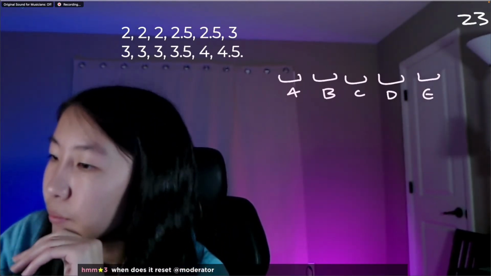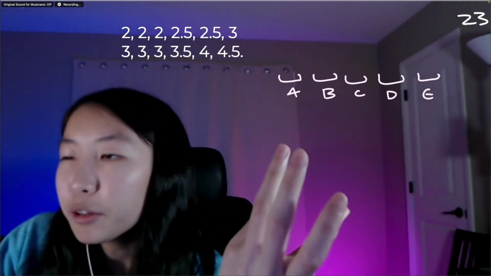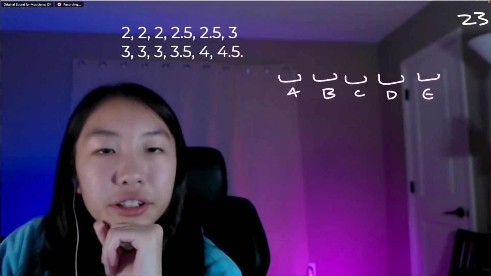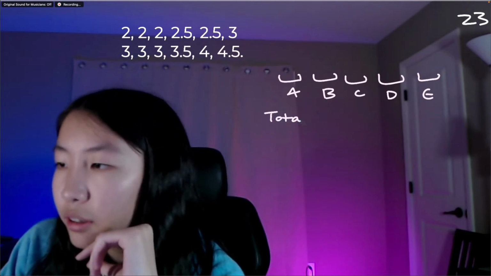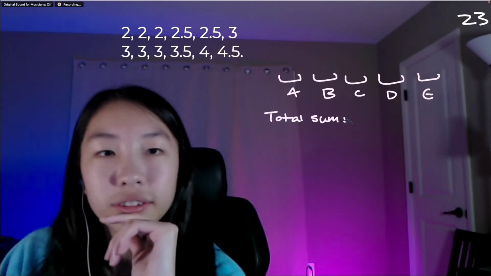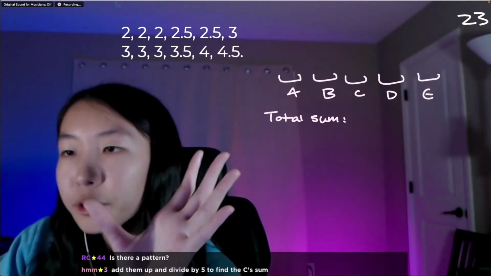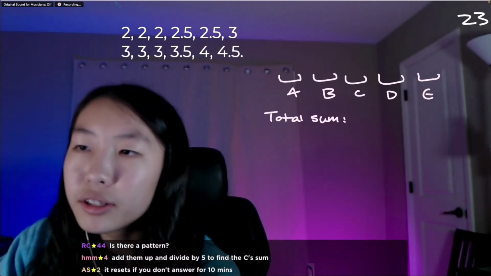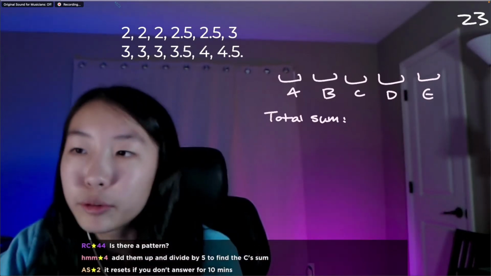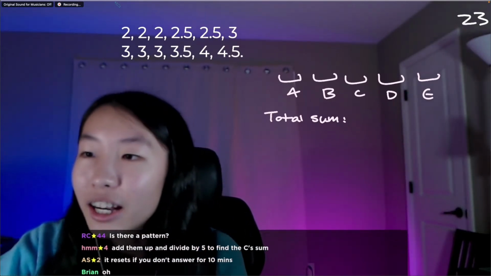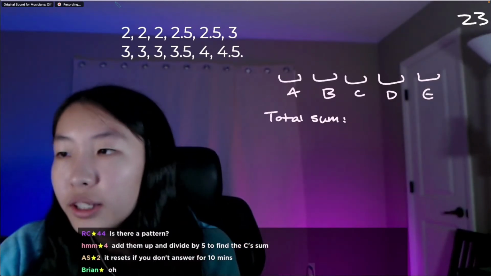So because every slip is going to be contributing to this, if we are able to take the total, that's going to give us some information. So what is the total value? So the total sum we will have. And RC, we don't actually necessarily know if there's a pattern, but right now what we're trying to do is figure out any sort of more information. So as someone says in the chat, we can add up the sum and divide it by 5 to find the C sum. But let's explain why that works.